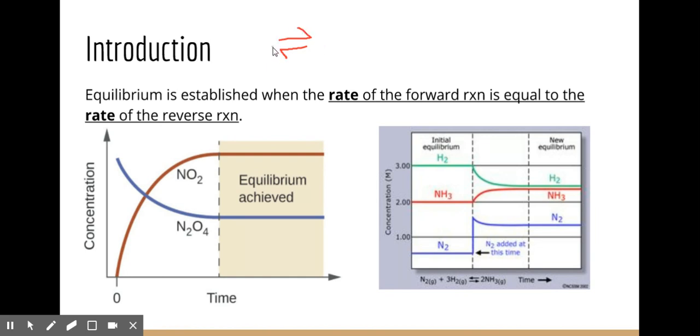So when the rate of the forward and the reverse reaction are equal to one another, that is when you have equilibrium established. It's not when concentrations are equal or anything like that. It's where the rates of the forward and the reverse reaction are equal.